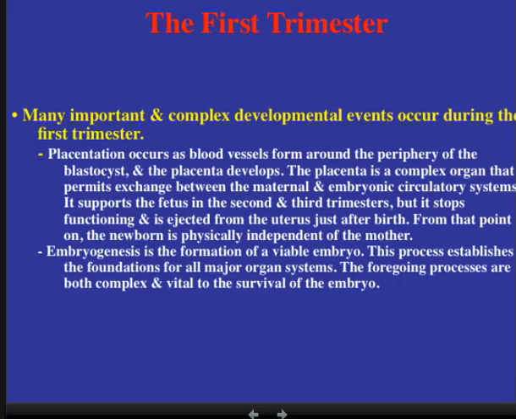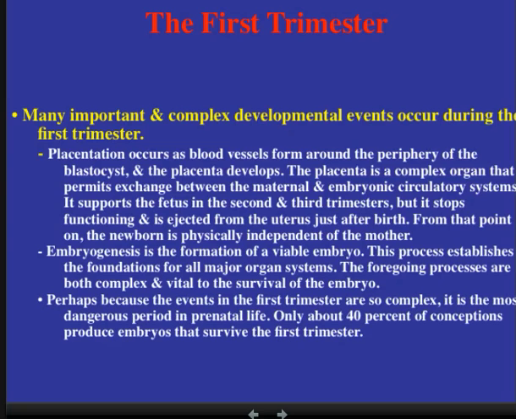Embryogenesis is the formation of a viable embryo, and this process establishes the foundation for all major organ systems. The foregoing processes are both complex and vital to the survival of the embryo. Perhaps because the events in the first trimester are so complex, it's the most dangerous period in prenatal life. Only about 40% of conceptions produce embryos that survive the first trimester.